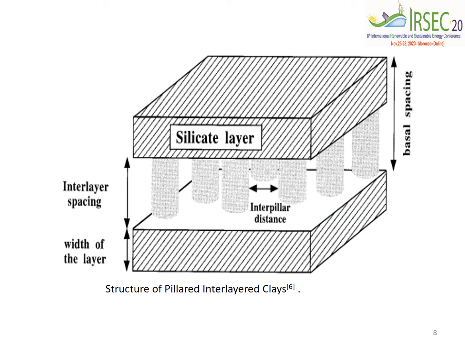This is the structure of pillared clay, in which two silicate layers are separated by metal oxide pillars, and thickness of one silicate layer is around 0.96 nanometer. This width of the layer along with interlayer spacing gives us the value of basal spacing.